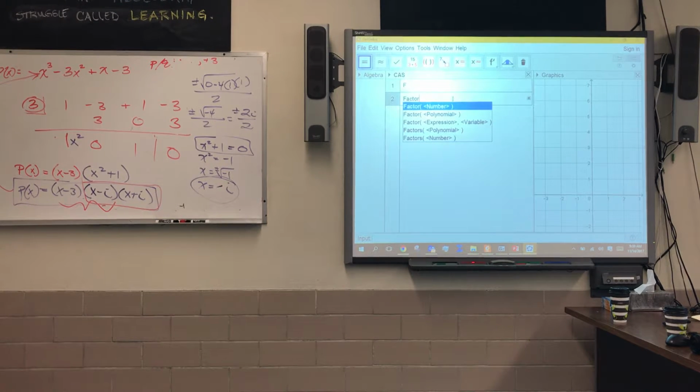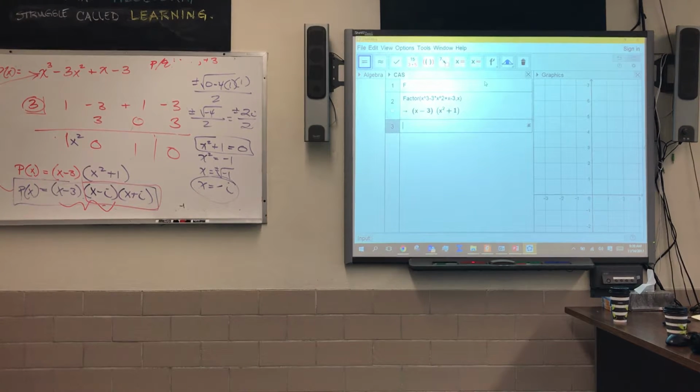Okay? So I'm going to factor x cubed minus 3 times x squared plus x minus 3. And I want to factor in regards to x, and let's see what it does. It gets me down to x minus 3 and then x squared plus 1, right?